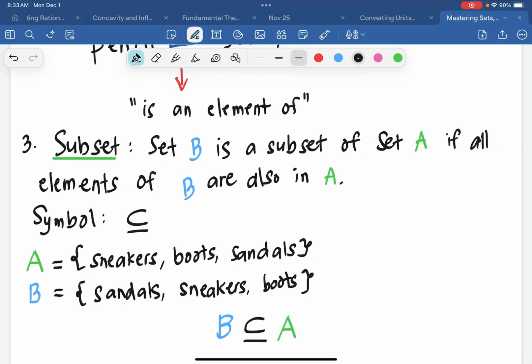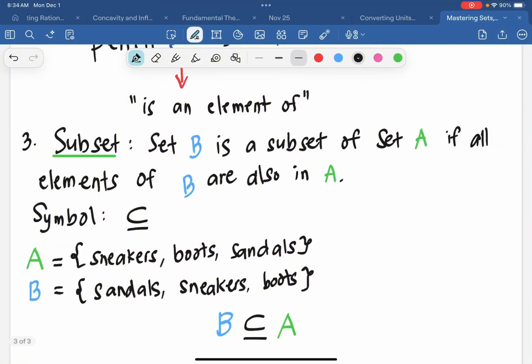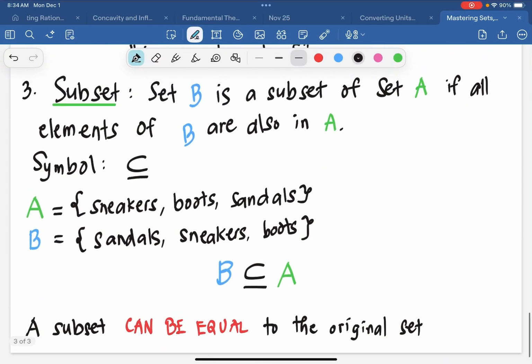Now, let's go over two sets. Set A, we have a set of sneakers, boots, and sandals. For B, a set of sandals, sneakers, and boots. As you can see, despite the order, all elements from B are also present in A, which means B is a subset of A, given that A is our original set. So that means a subset can be equal to the original set.